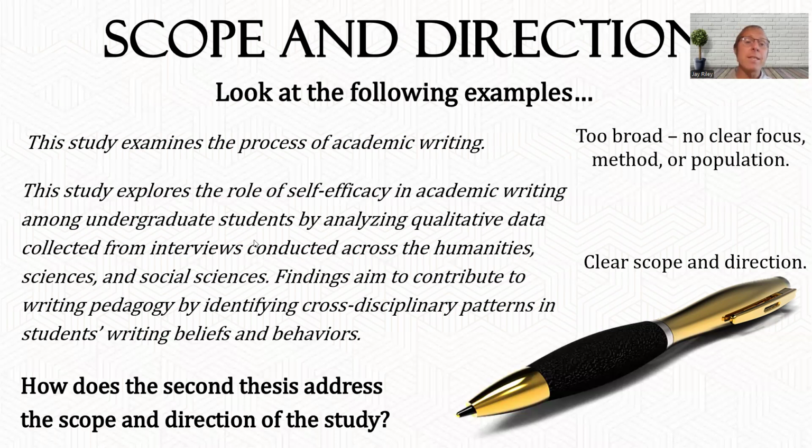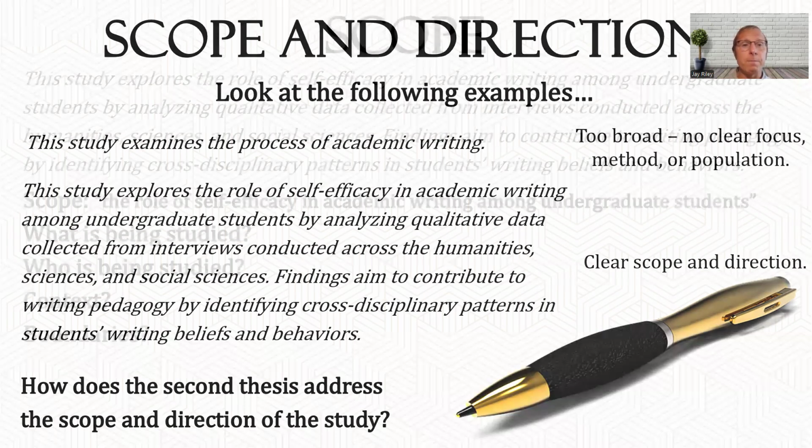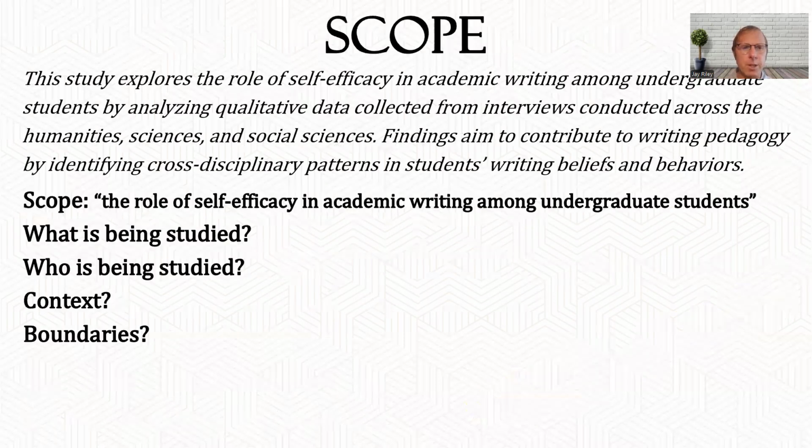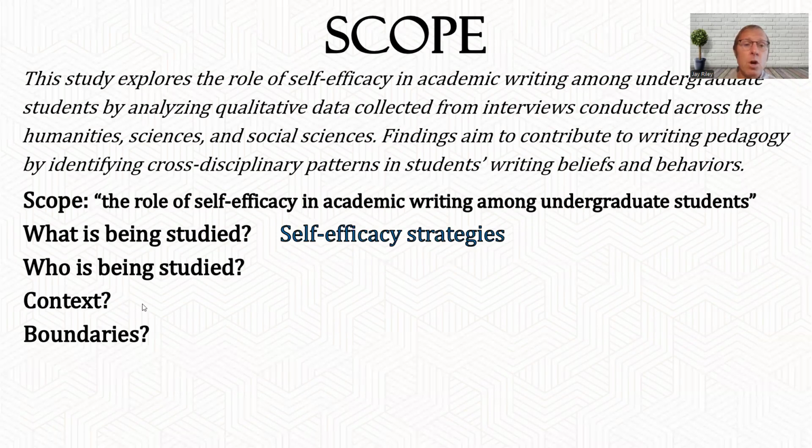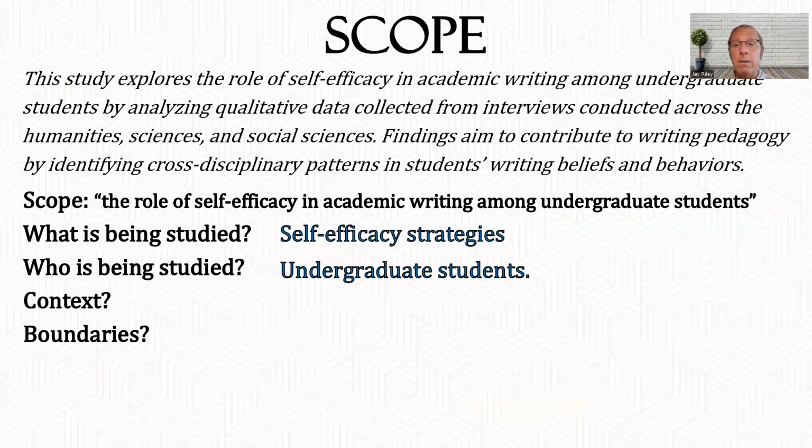So let's look at how this second thesis statement addresses the issues of scope and direction. So first, let's talk about scope. The role of self-efficacy in academic writing among graduate students. Okay, I see that right there. What's being studied? Self-efficacy strategies. Who is being studied? Undergraduate students. What's the context? Are we talking about oral presentations? Are we talking about classroom discussions? Are we talking about reading articles? No, we're talking about academic writing.